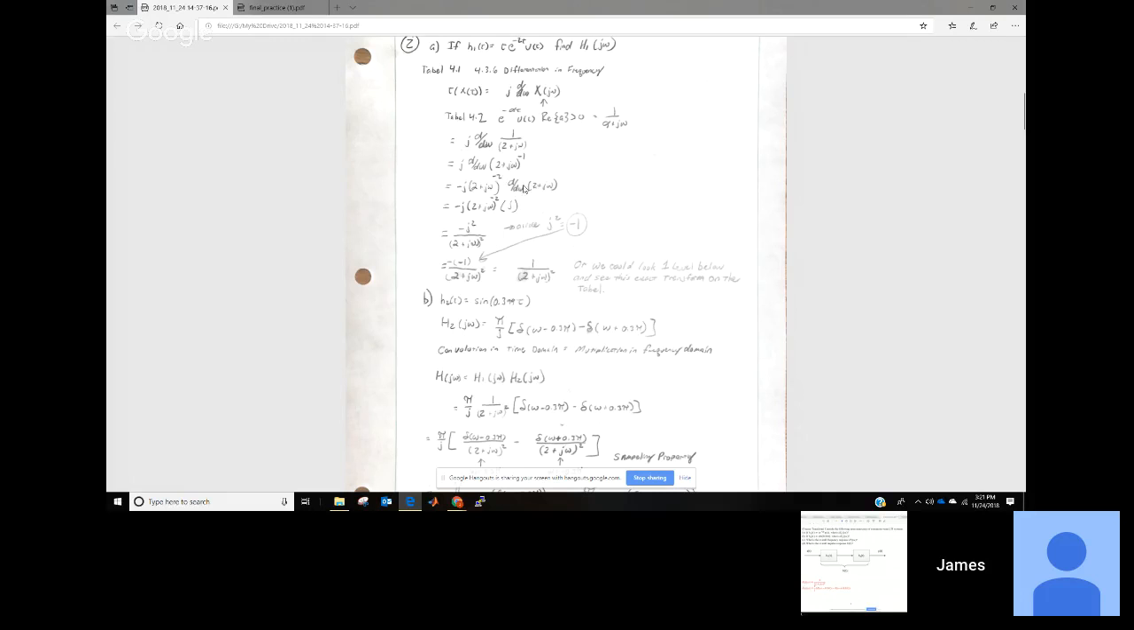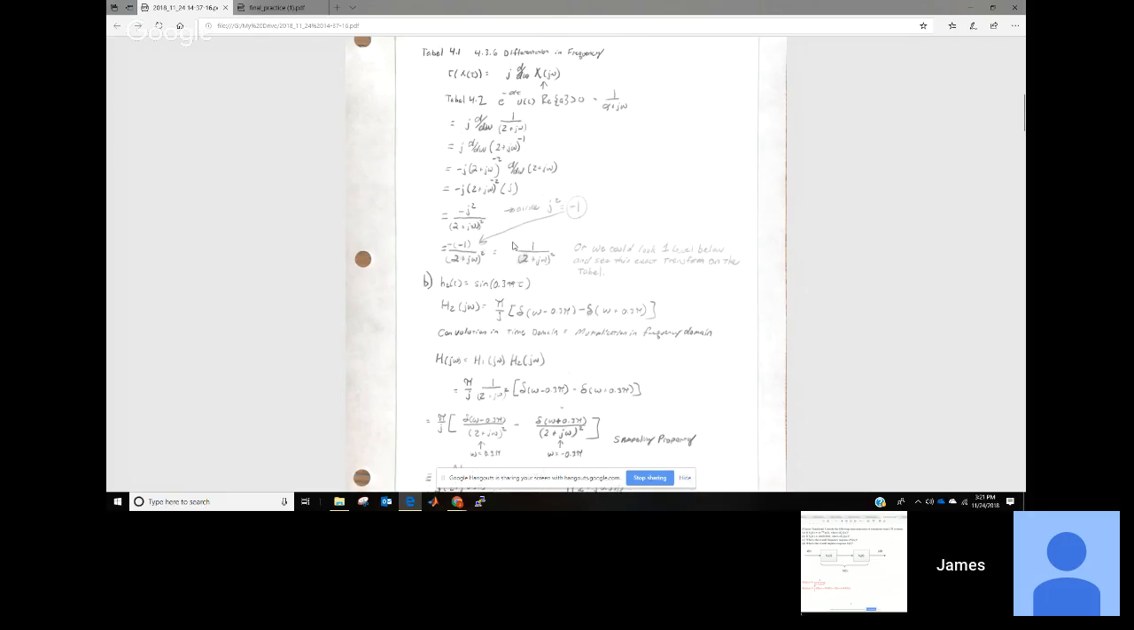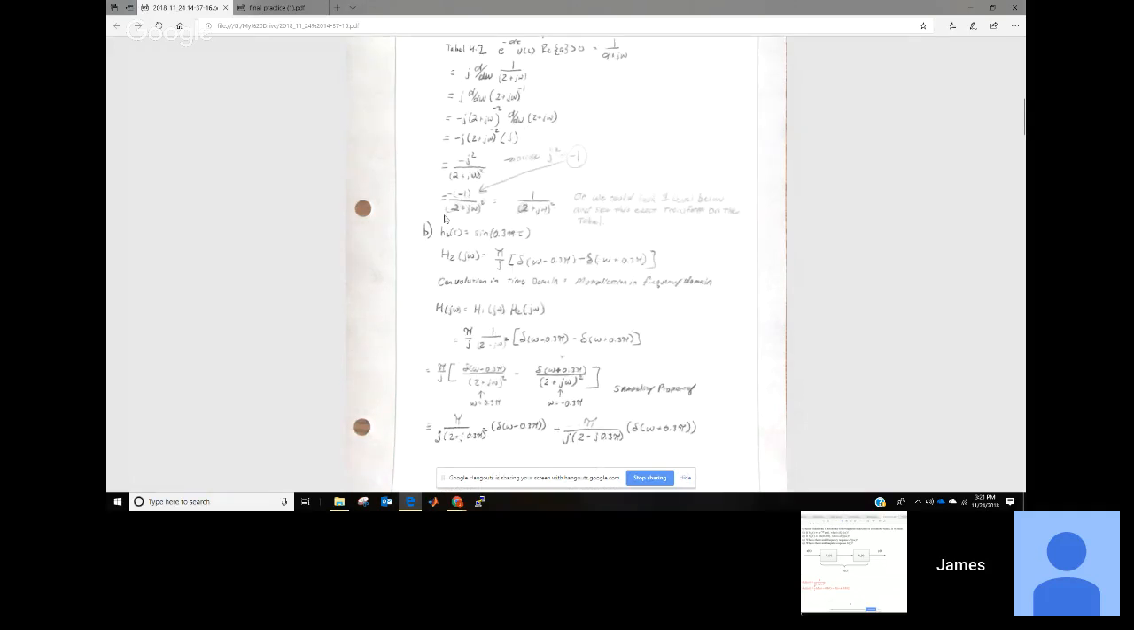Then you take the derivative of 2 plus j omega with respect to omega. So that derivative is just j. So then we get this form here. So we plug all this together. We get negative j squared over 2 plus j omega squared. We know that j squared equals -1. So we have -1 over 2 plus j omega squared.